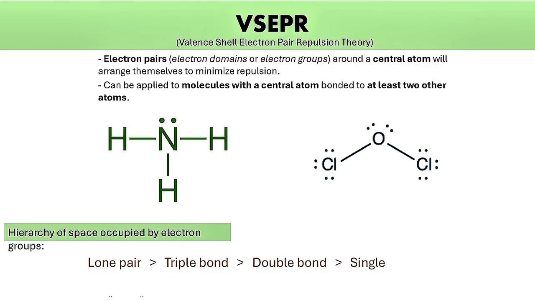If we see a lone pair around the central atom, we can now say, oh, this part of the central atom will be occupied largely by the lone pair. And the rest of the electron groups will be pushed away by that lone pair. Okay, just think of it that way.